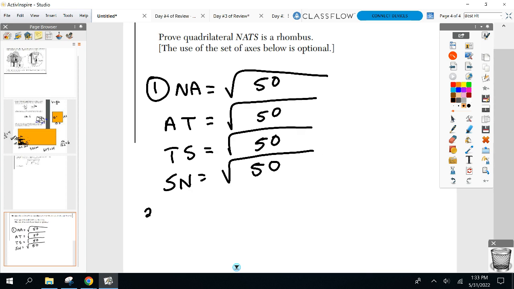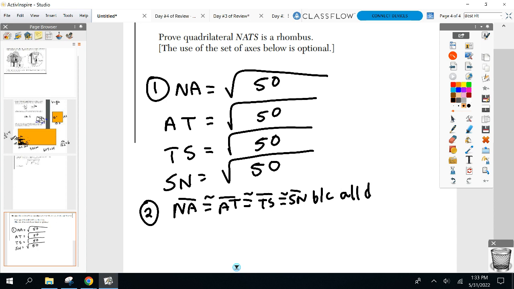Now, number 2, what did you just find? All of them came out to be square root of 50. So what did you just find for yourself? So NA is congruent to AT, congruent to TS, congruent to SN, because all distances are equal. Well, I'm not done yet. Yeah, I know, but that's what the video had, like the answers he had.